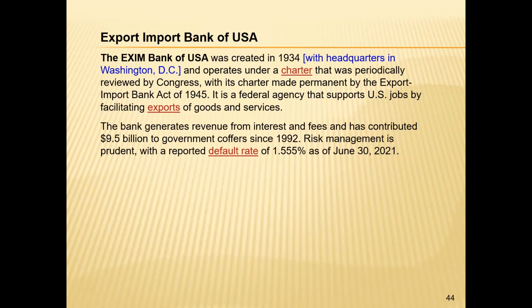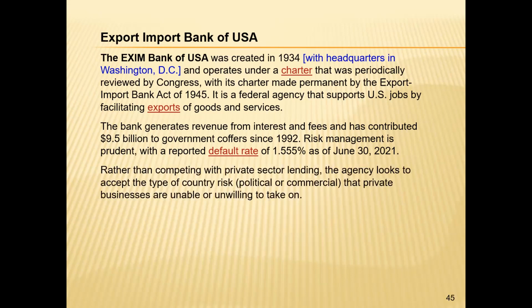Risk management is prudent, with a reported default rate of 1.555% as of June the 30th, 2021. So the default rate is extremely low. Rather than competing with private sector lending, the agency looks to accept the type of country risk, political or commercial, that private businesses are unable or unwilling to take on. Okay.